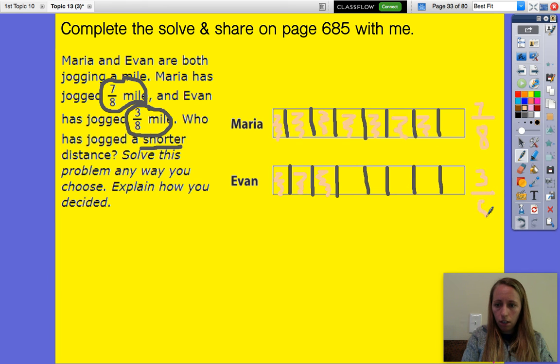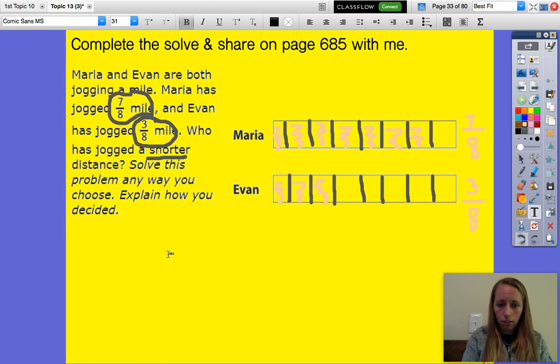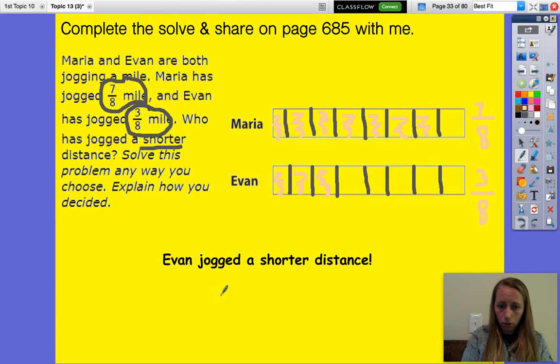Notice their denominators are the same, so now we're looking at their numerators, 7 and 3. Now we have to compare 7/8 to 3/8. Who jogged a shorter distance? If they both started at the beginning, which is right here, who jogged a shorter distance? Which one's shorter? Definitely Evan's. So Evan jogged a shorter distance. And we can compare those with a symbol too.